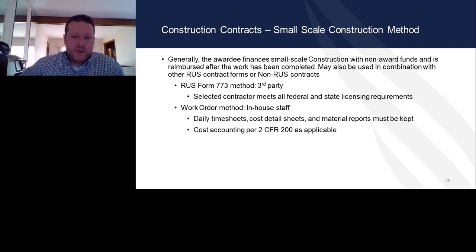RUS Form 773 method, third-party selected contract meets all federal licensing requirements for work order and in-house staff. Daily timesheets, cost details, material supports must be kept. Cost accounting must be done per 2 CFR 200, which was talked about, I believe, yesterday. And we'll get into a little bit more on the cost accounting when we get into reimbursement.